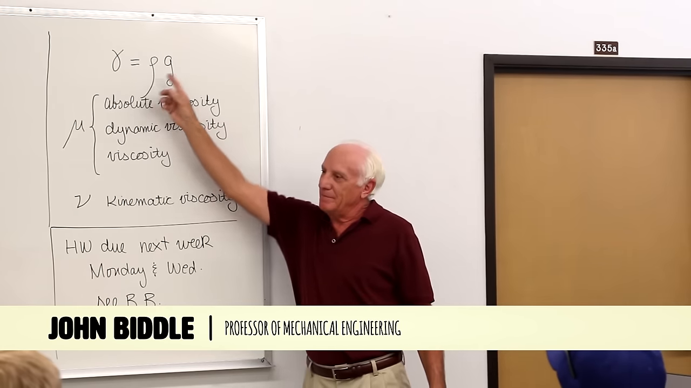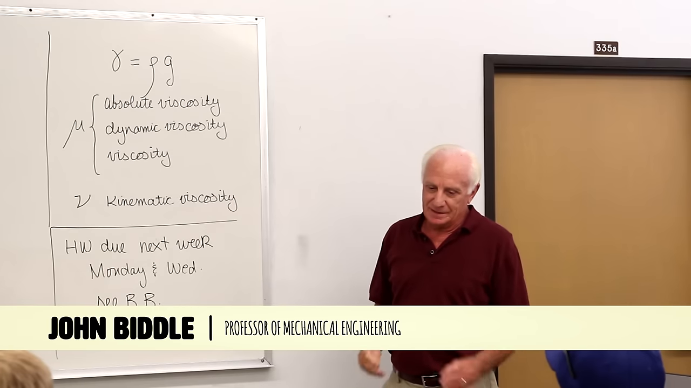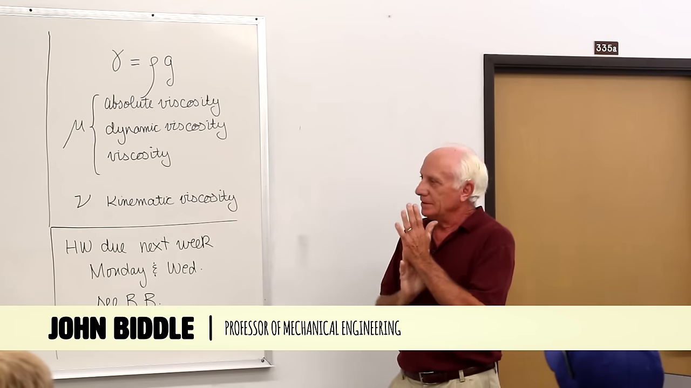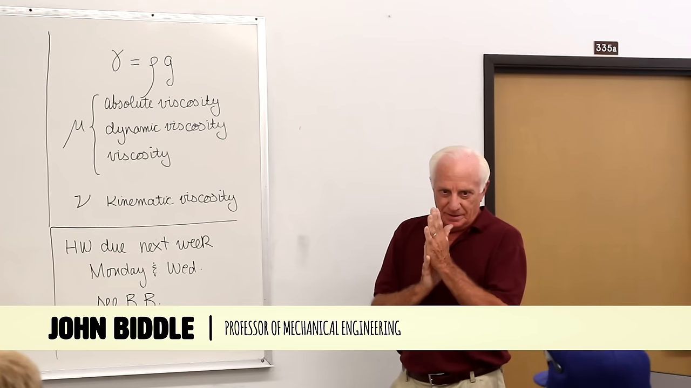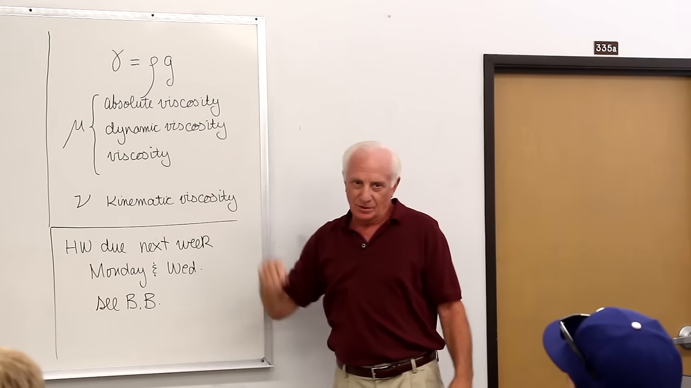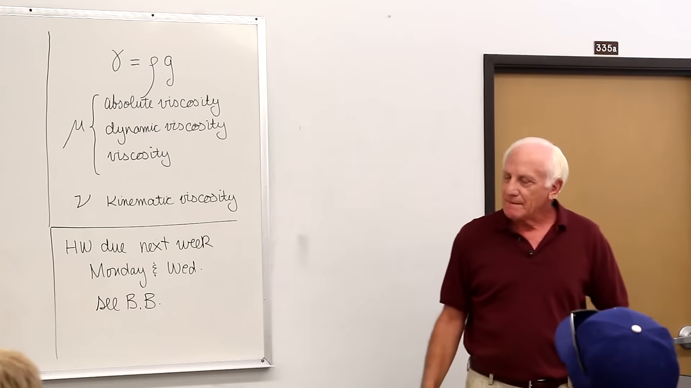This equation might not be in your notes from last time. It relates the density rho to the specific weight gamma. The g is the local acceleration of gravity.